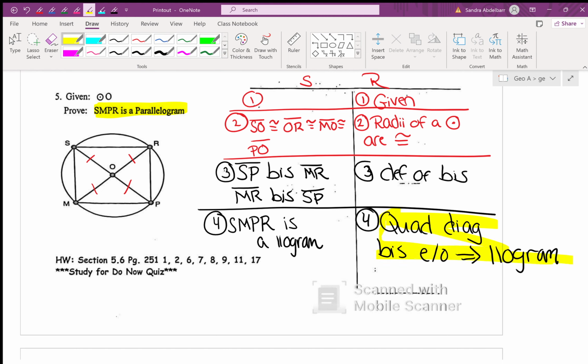Okay, so your homework, no, we're not done. I'm going to have a whole other thing to show you right now. All right, so for your homework, I'm taking off number 17. Don't forget to study for the Do Now quiz. Remember, you write down the 5 ways to prove a parallelogram and what that would look like.